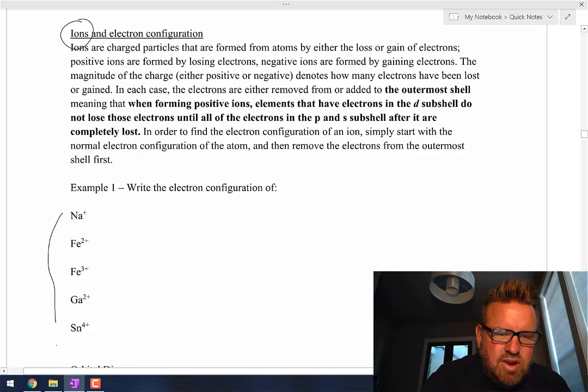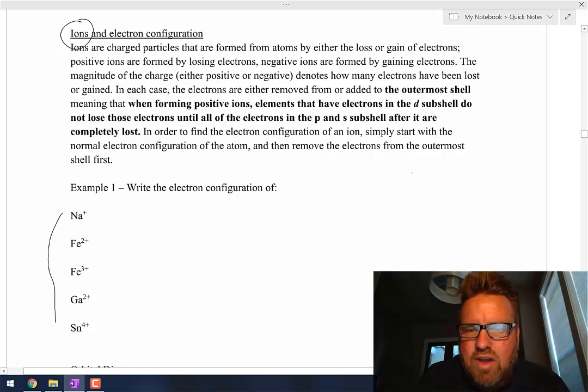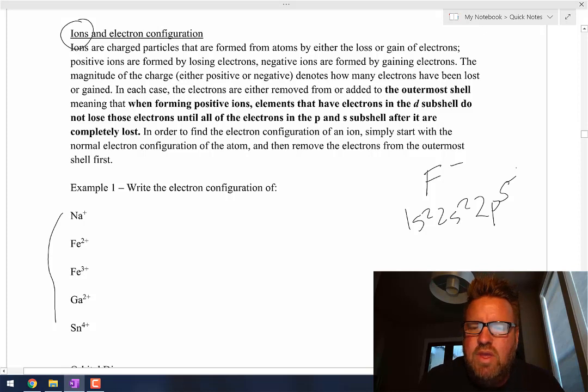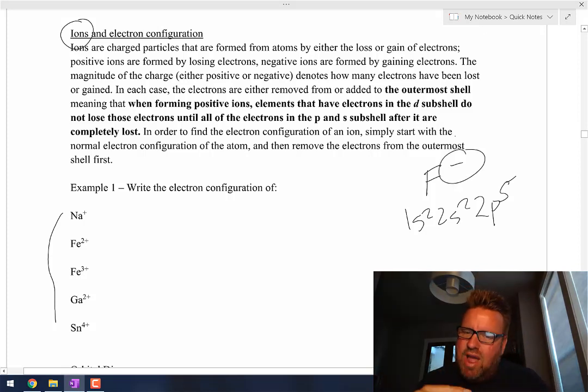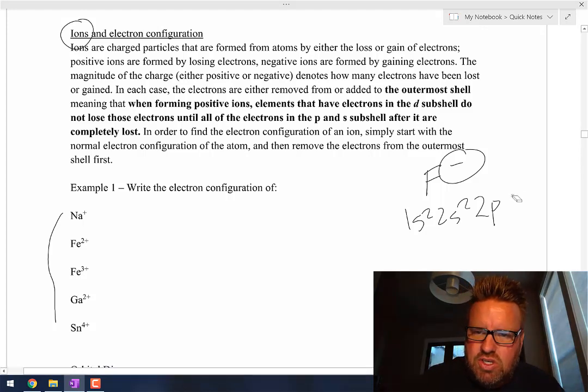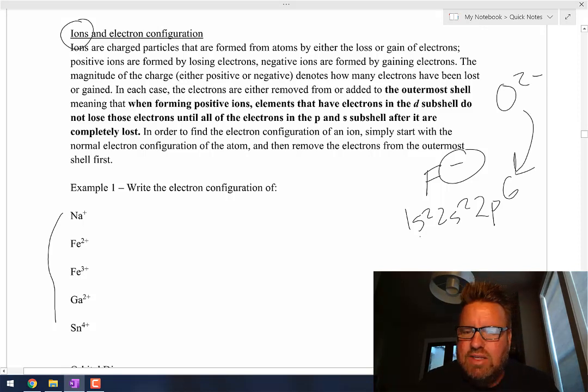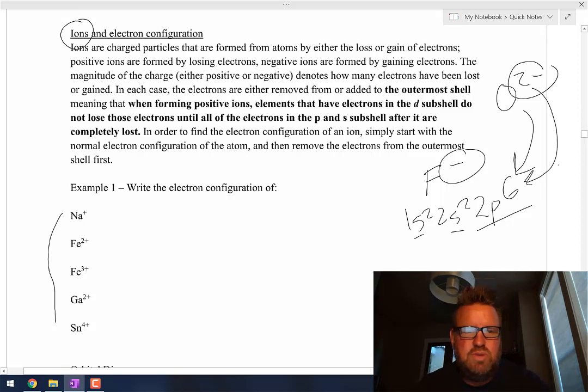Notice none of the examples here have a negative ion in them. If you have, for example, F minus, well, regular fluorine is 1s2, 2s2, 2p5. With a minus charge, you now have one additional electron. Make sure you don't mix those up. Instead of 2p5, it's now just 2p6, so you just add one more electron. If it's O2 minus, it looks exactly the same, 1s2, 2s2, 2p6, because oxygen normally is 2p4, but with two additional electrons, it now becomes 2p6.